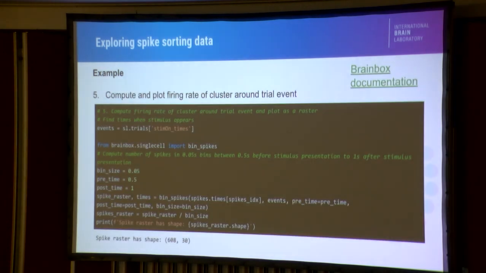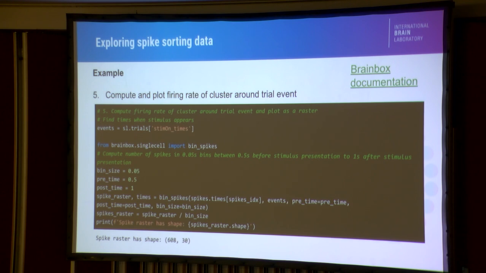Okay, so now we want to compute and plot the firing rate of the given cluster of interest around the trial event. The trial event that we have of interest here is the stimulus on time, so that's what we defined above. Then we are going to use a specialized function called binSpike from a library called BrainBox. I really emphasize that you should go to the documentation on BrainBox because there are a lot of these helper functions for you to do raster plots and other kinds of analysis. This is just one example.